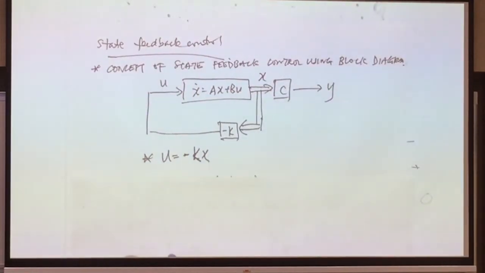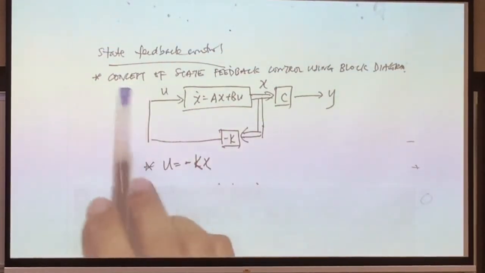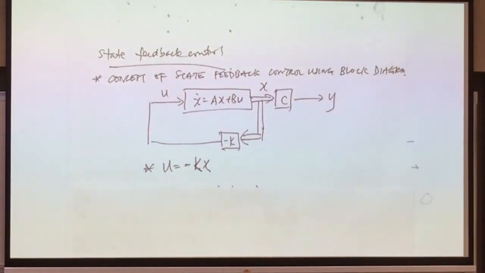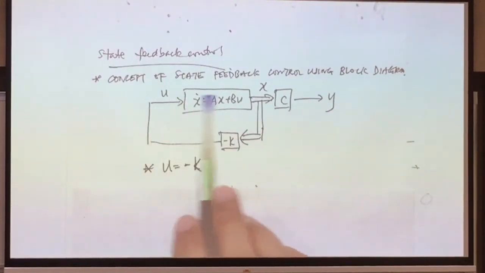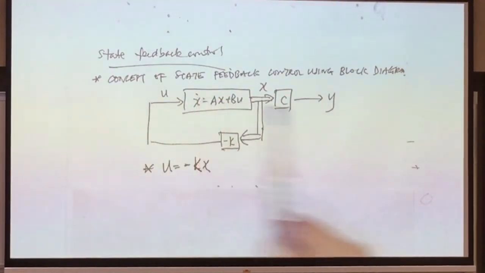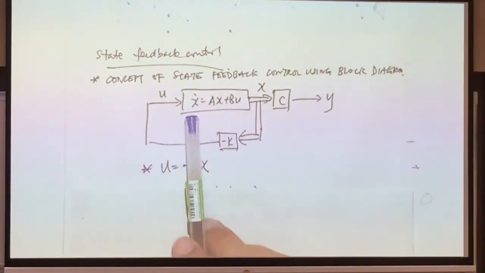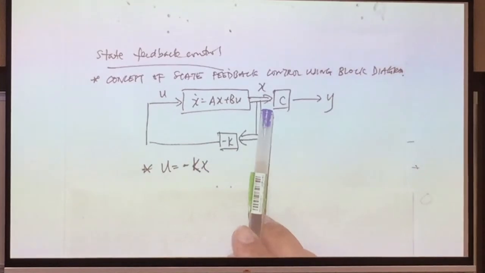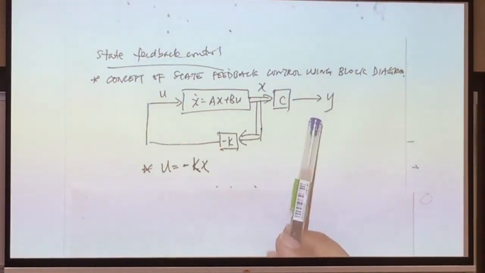Yes? Okay. So that one was without state feedback control. Now we want to look at state feedback control. Okay? So what is state feedback control? State feedback control is the concept of feeding back the states. Okay, so in block diagram format, x dot equals Ax plus Bu. Input is u, output is y equals Cx plus Du.